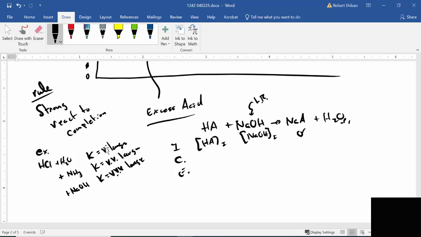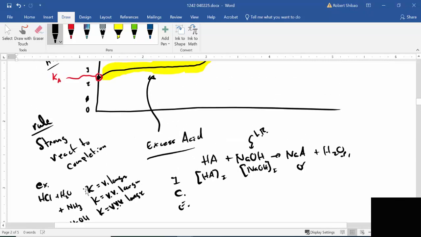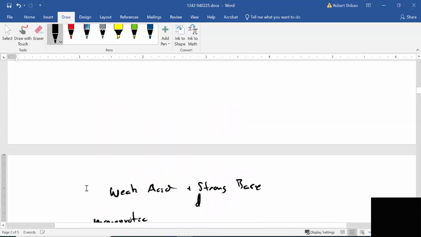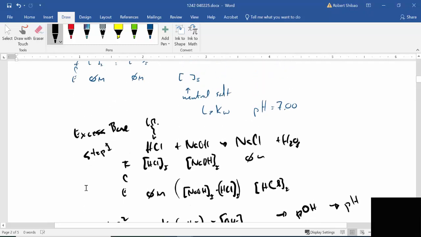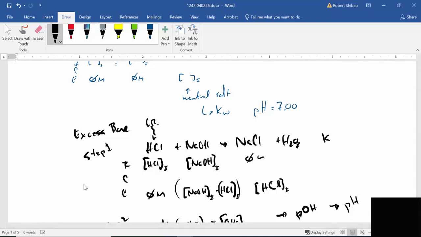So here we have the double V. So we have HA and sodium hydroxide. Sodium hydroxide is much better. What did I have up here? I had HCl and sodium hydroxide. That's strong, strong. If I have strong, strong, how big is my K? My K is going to be very, very, very large here.